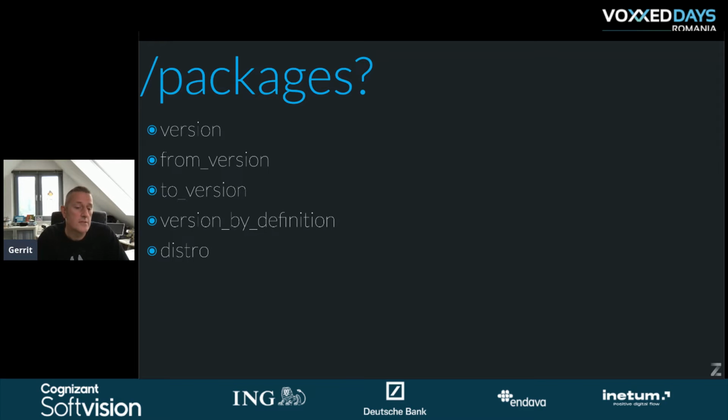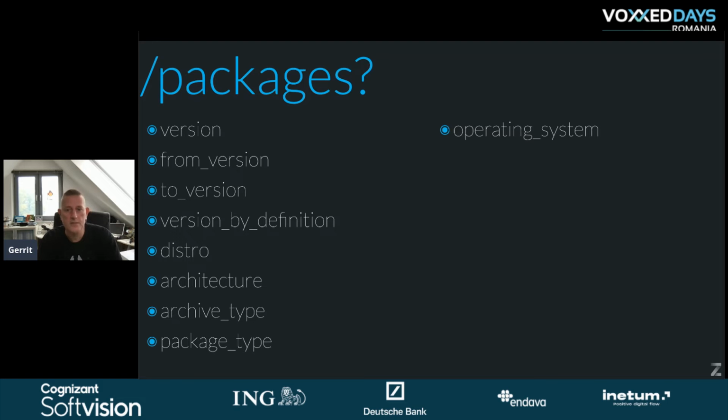You can ask for distro, which is, for example, Zulu or Temurin or whatever, Semeru, Microsoft. The architecture, of course, and there are a lot of different ones. The archive type, package types, operating system. I will just go quickly through the list because it's a long one.